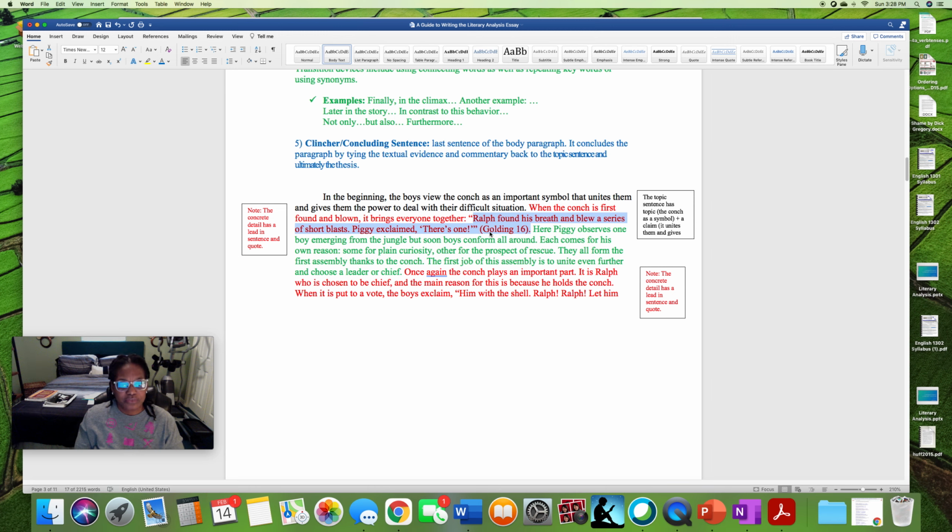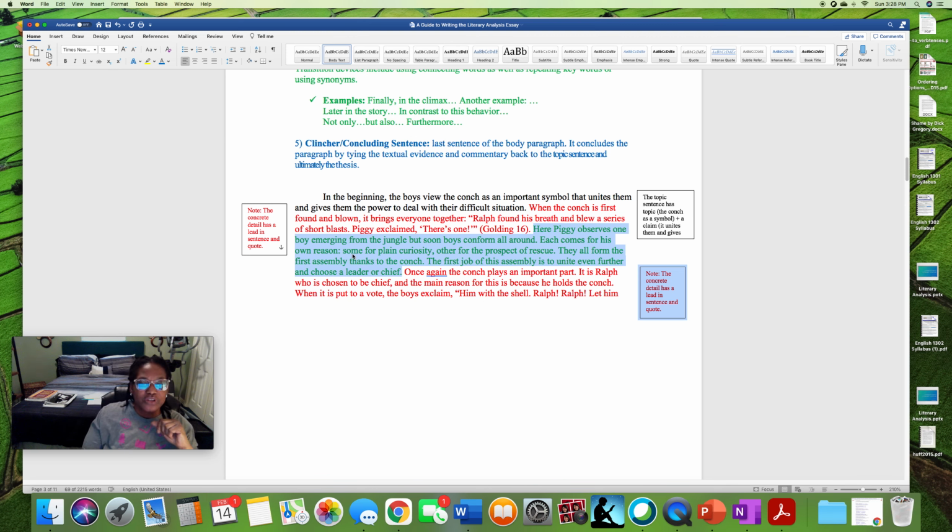Okay, that comes from the story. Ralph found his breath and blew a series of short blasts. Piggy exclaimed, "There's one." Okay, they're talking about the conch. Now, you as a reader and a writer, you have to explain to me how this quote proves that the conch unites them. And this is the writer's idea that shows that.